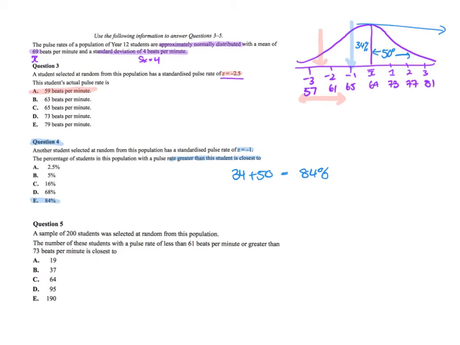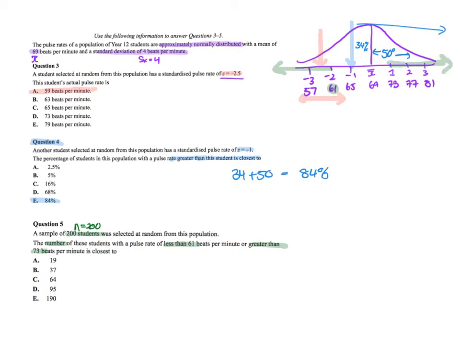All right, let's move to the last question. A sample of 200 students, so now we've got an N value, was selected at random from this population. The number of these students, so be careful, they want the number of these students with a pulse rate less than 61 beats. So I'll look up here, 61 is at -2, so less than 61 or greater than 73. So greater than 73 is 1 standard deviation.